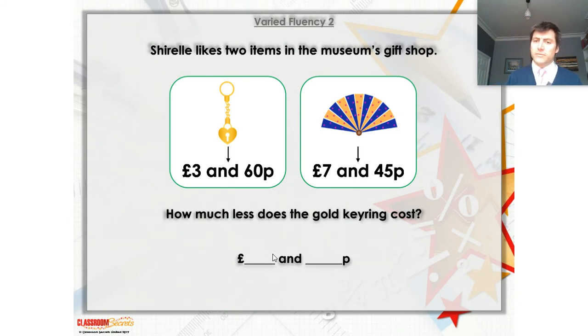Shirelle likes 2 items that she could buy here. Okay, what's the difference in cost? How much less does the gold keyring cost compared to the fan? Would I do 7 take away 3 first, or would I identify the gap between £7.45 and £7? How did I do it? Well, if I do 7 take away 3, the problem is the number of pennies for the fan is smaller than the number of pennies for the gold keyring. So I need maybe to use my number line. And if I do that, I'll see that the answer is £3.85.